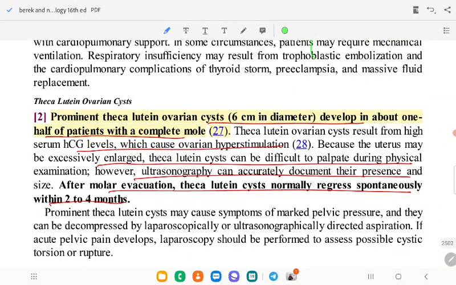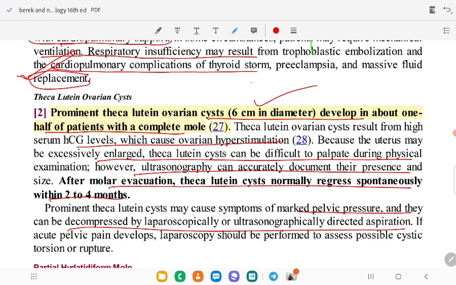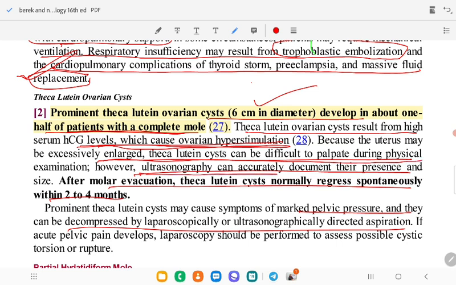Then another thing is theca lutein cysts. There will be prominent theca lutein cysts, 6 cm in diameter, developing in about one half of patients with complete mole. Theca lutein ovarian cysts result from a high serum hCG level, which causes ovarian hyperstimulation. Because the uterus may be excessively enlarged, theca lutein cysts can be difficult to palpate during physical examination. However, ultrasonography can accurately document their presence. After molar evacuation, the theca lutein cysts normally regress spontaneously 2 to 4 months after evacuation.